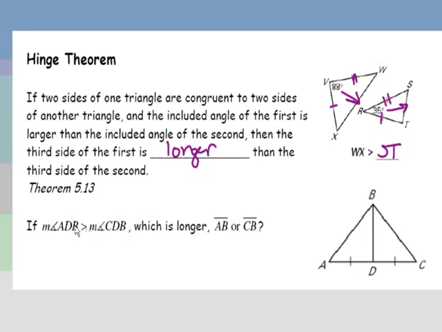All right, so here I'm simply told that the measure of angle ADB is greater than the measure of angle CDB. And that is the included angle, right? They share this side, so we've got two congruent sides, they share this side and the angle in between them, which means that if this angle is larger, then AB is going to be greater than CB, right? The side opposite the smaller angle. And that's all that Hinge Theorem is stating.